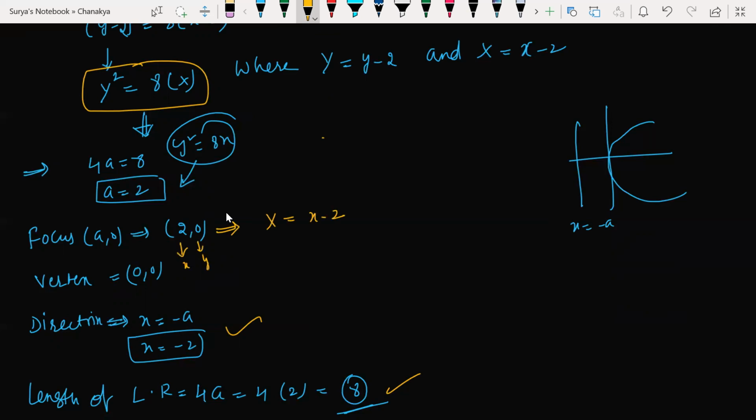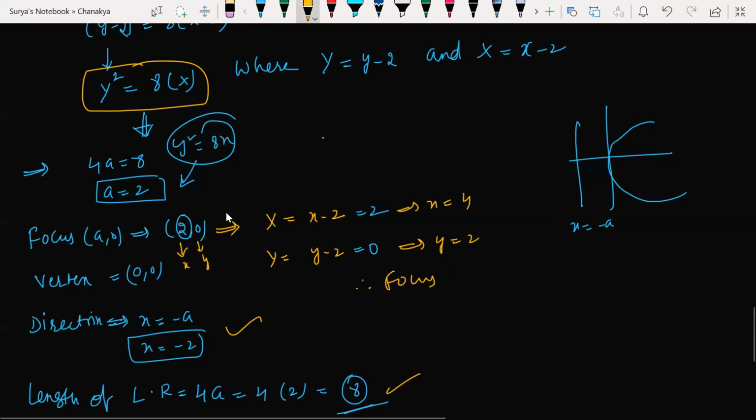Getting my point? I know that capital Y is equal to y minus 2. But what is the x coordinate here? 2. So x coordinate is equal to 2, y coordinate is equal to 0. So what would I remain with now? X is equal to what? 4. Y is equal to what? 2. Now focus is going to be 4 comma what?